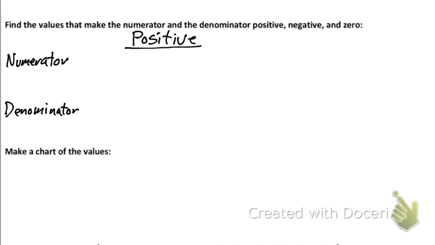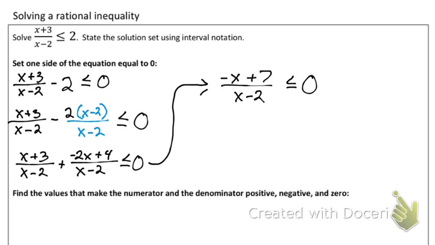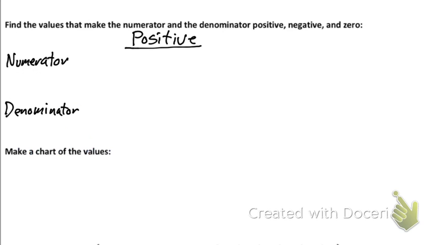All right, our numerator. I want to see where my numerator is going to be positive. Our numerator is negative x plus 7. In order for that to be positive, that would have to be bigger than 0, right? You all agree with that? If that's bigger than 0, it has to be positive. That's the definition of positive. So I would subtract 7 from both sides, and then I would divide both sides by negative 1, correct?